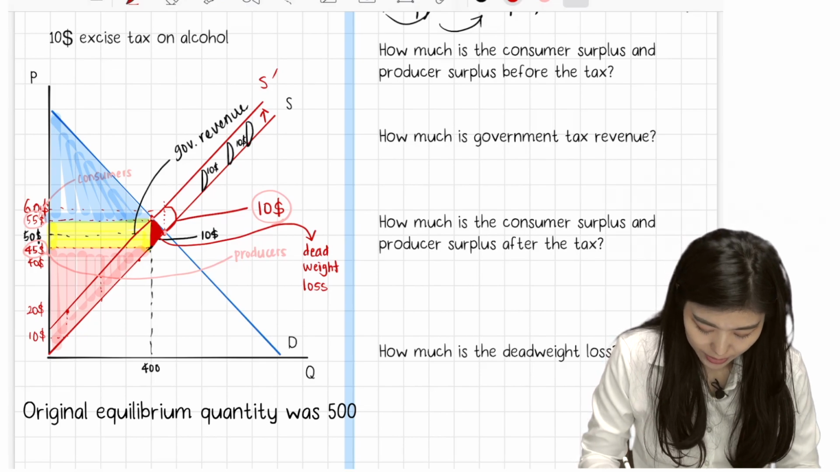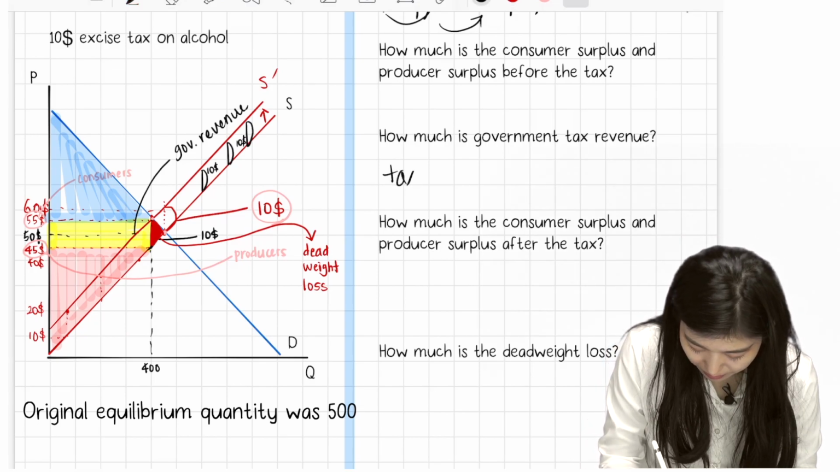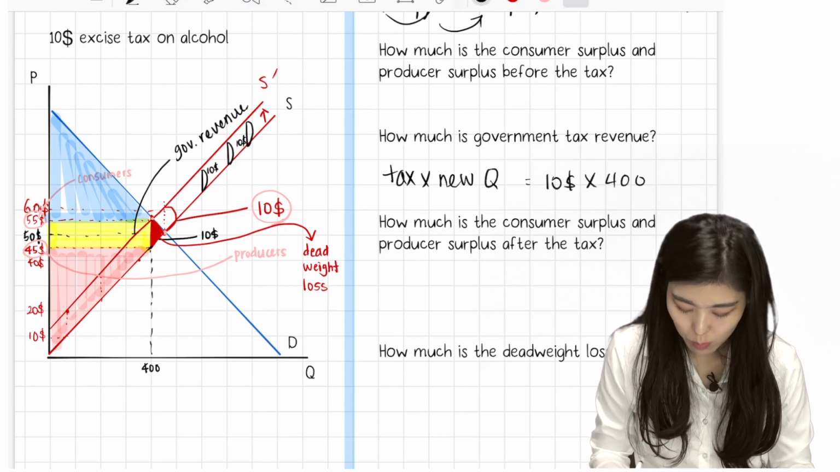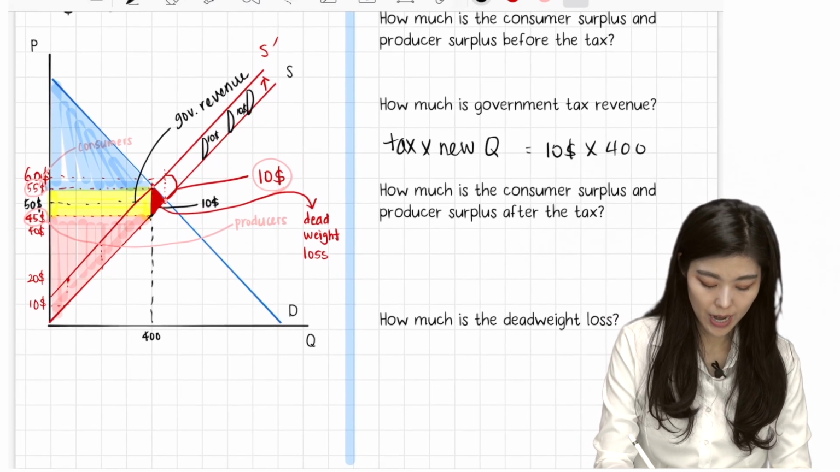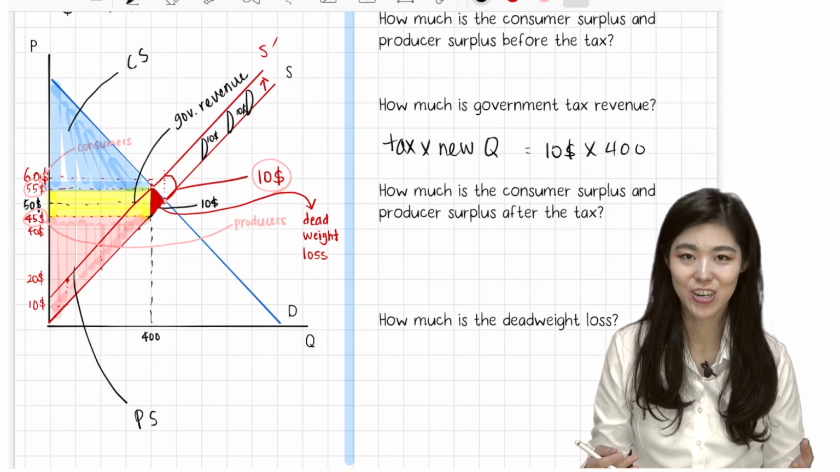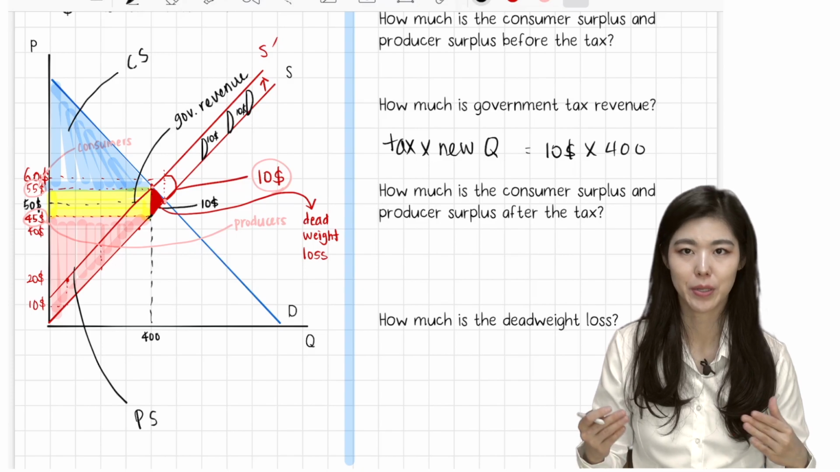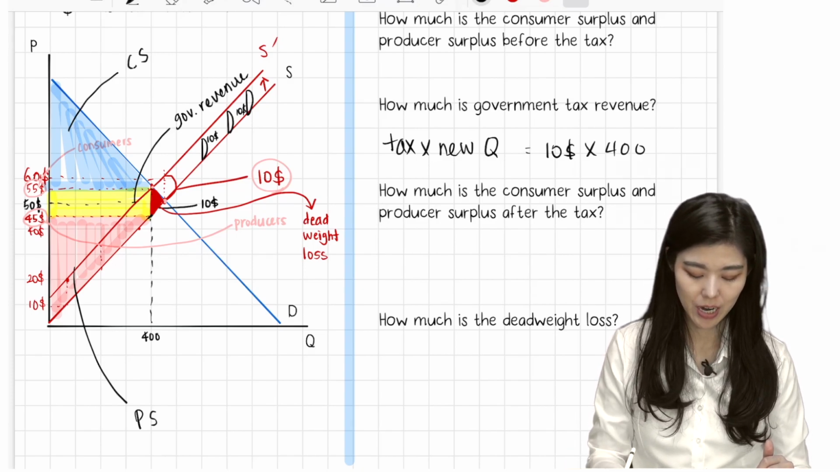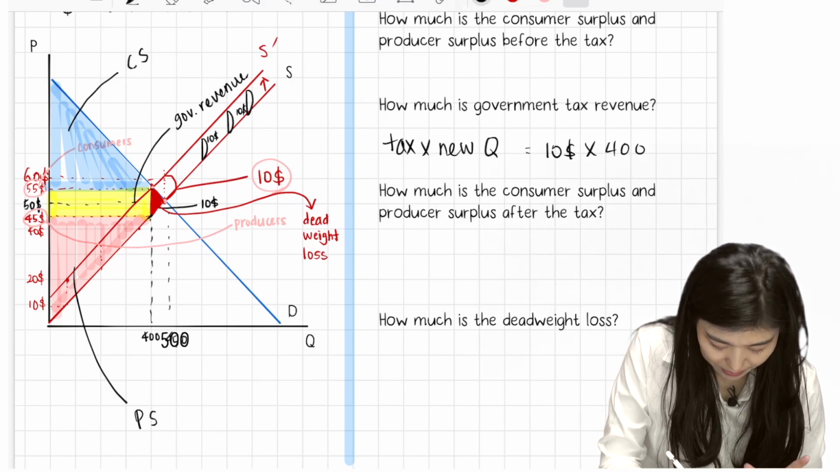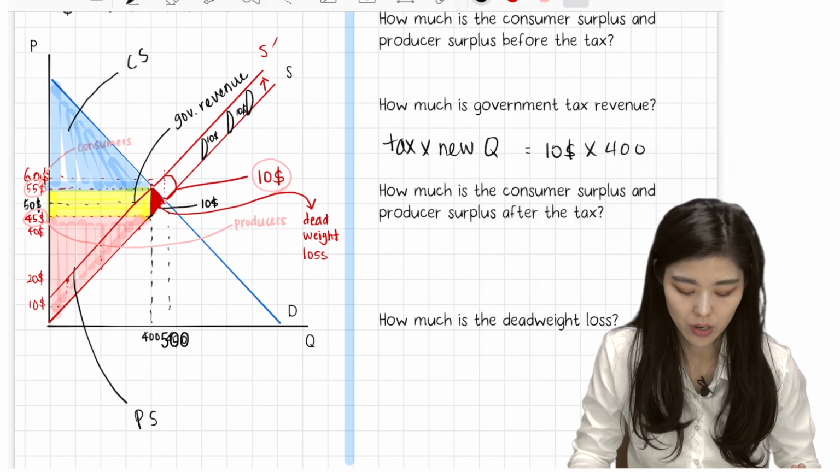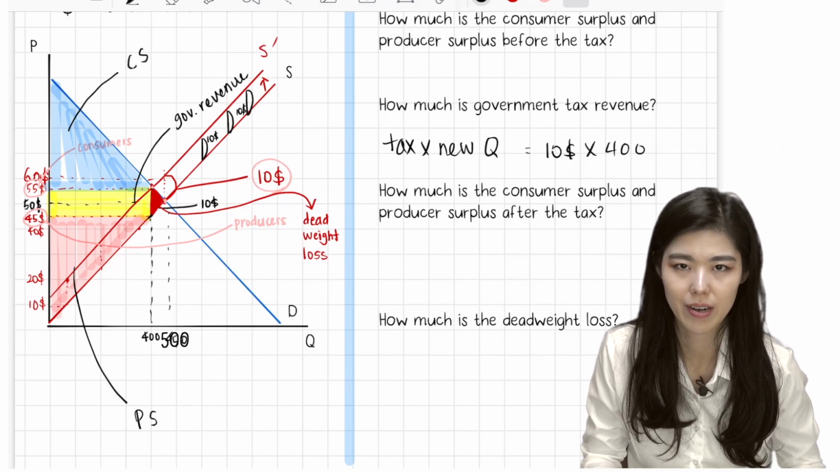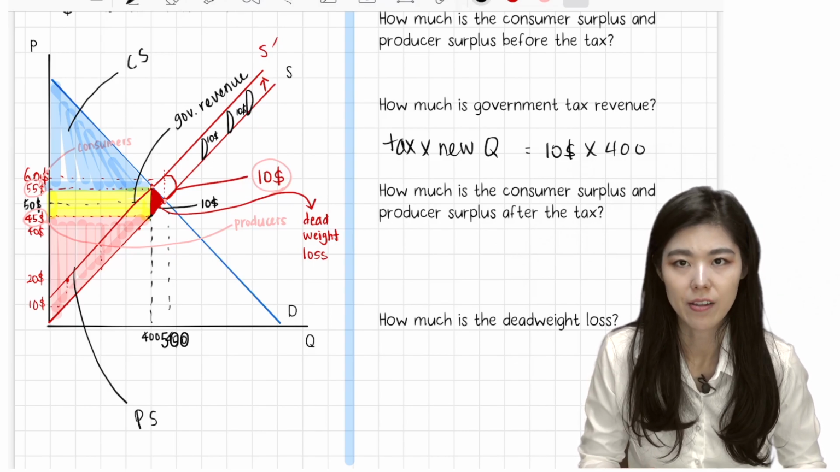So how much is government tax revenue? Just tax times new quantity, which is $10 times 400. How much is the consumer surplus and producer surplus after the tax? We have identified it here, consumer surplus and producer surplus. Make sure that you start your producer surplus from the original supply curve. How much is the deadweight loss? You can calculate that as well. So if that was 500, you can just do 100 times 10 divided by 2, that would be the deadweight loss. If they ask you to calculate the area, but you can also be asked to just color the area as well, or identify an area, so that would be enough.